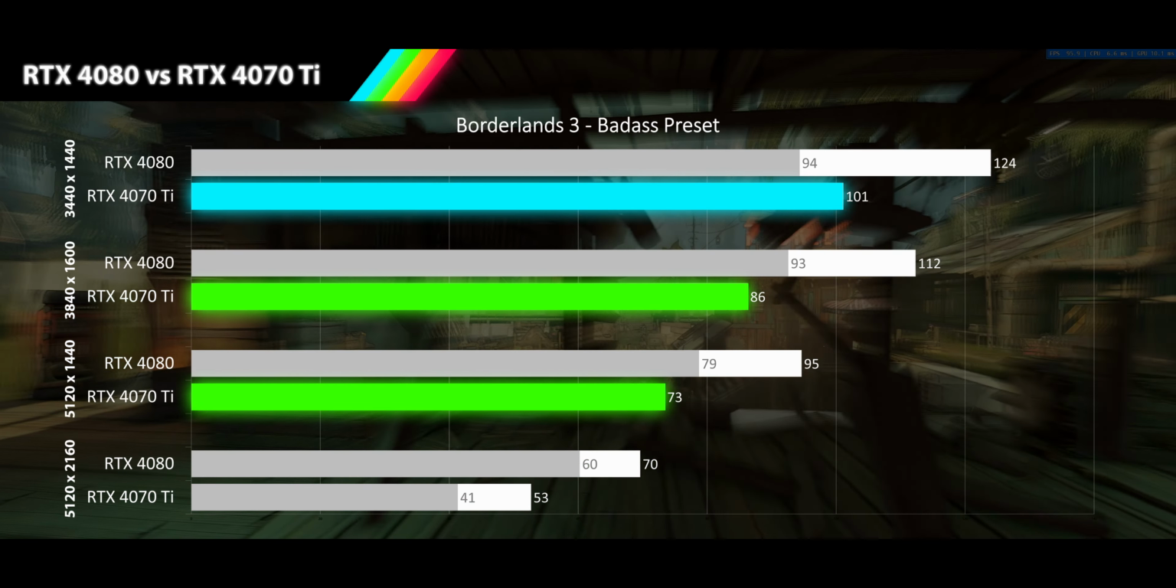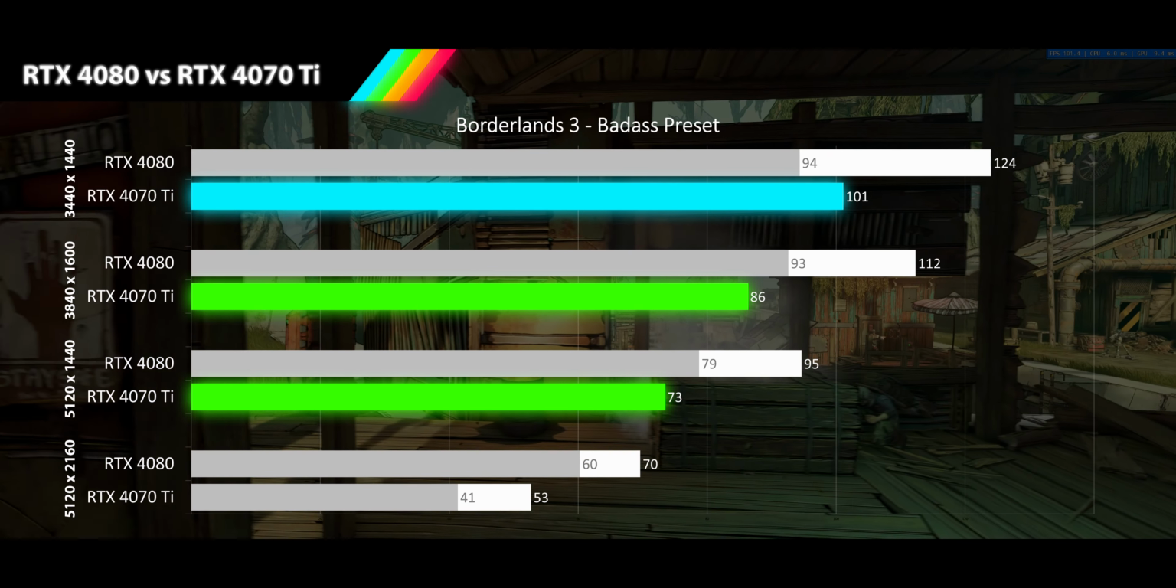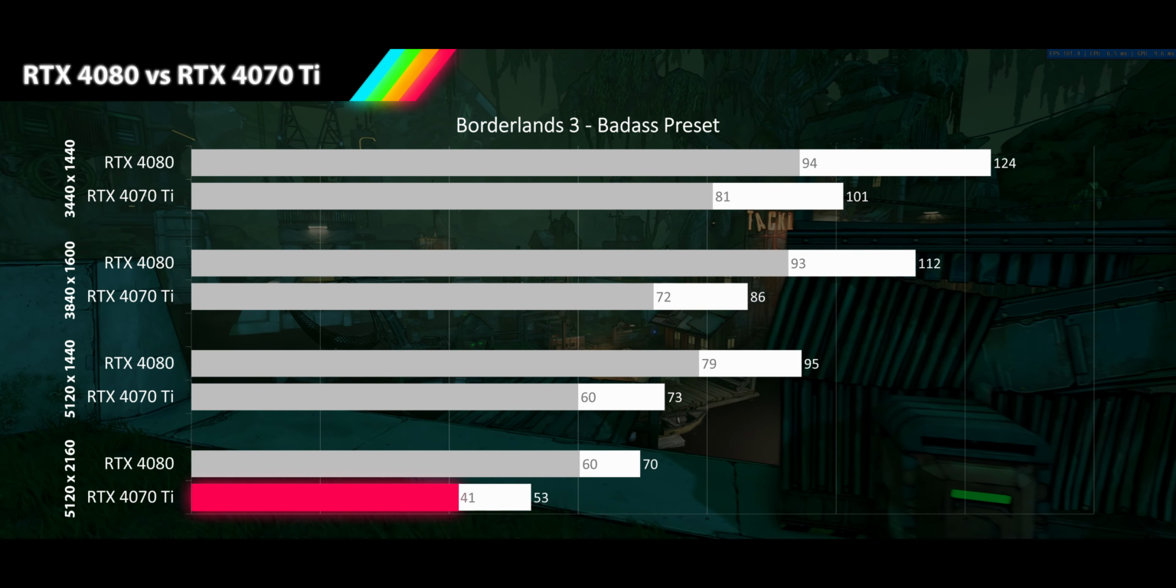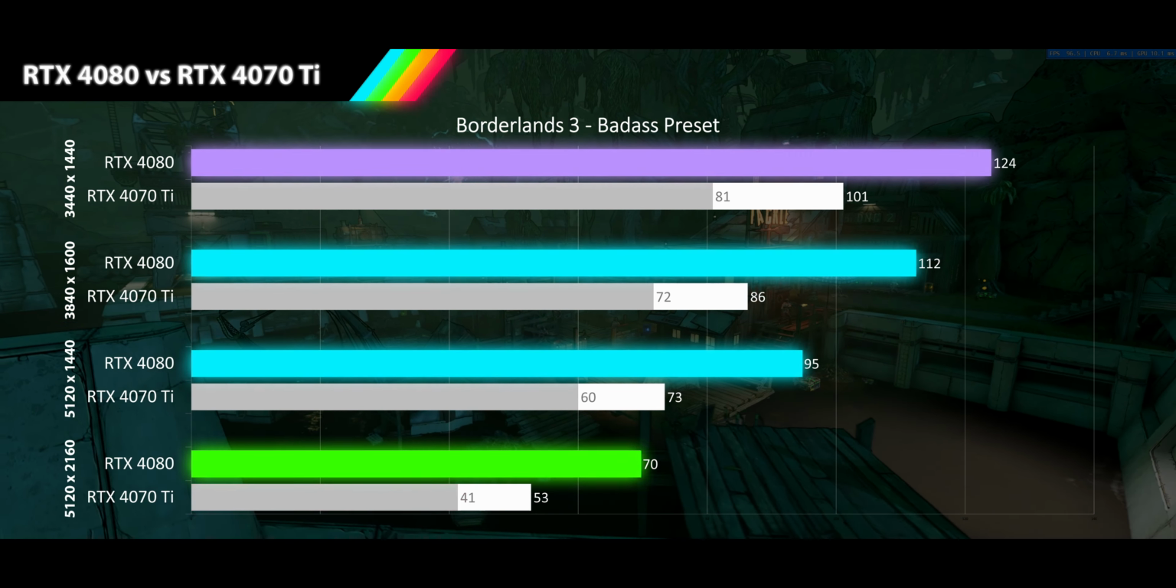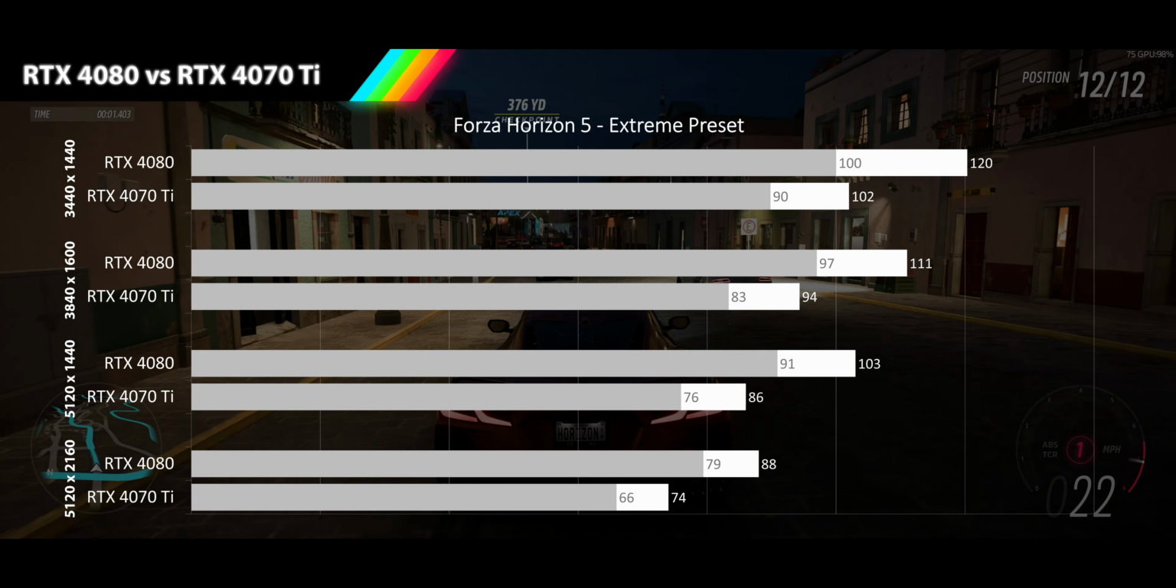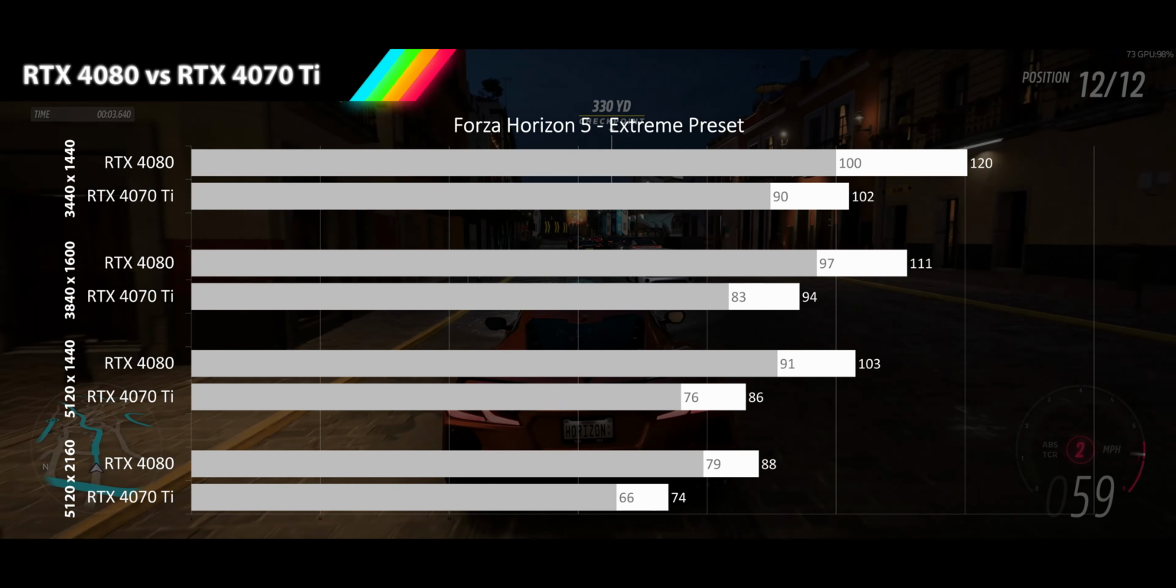The 4070 Ti provides a nice play experience at all resolutions except for the 4K Ultrawide, where its 1% low takes a beating thanks to its low video memory, while the 4080 is able to sail cleanly through the whole range. For our racing fans, we have Forza Horizon 5 played at its extreme preset.